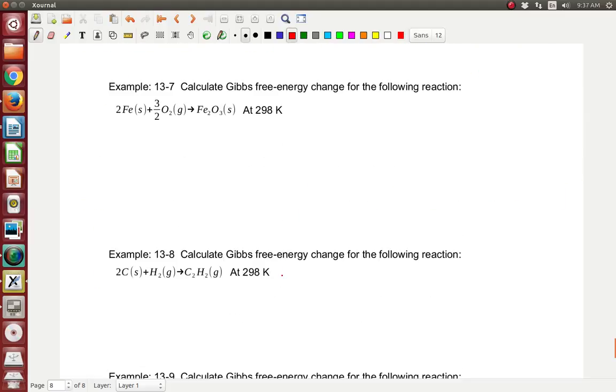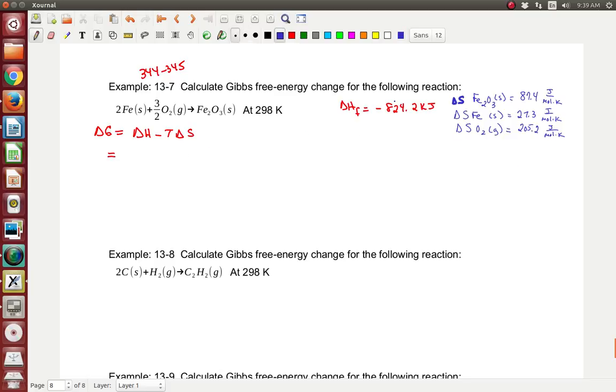Example 13-7. We're going to calculate Gibbs energy again. I'm going to look on pages 344 to 345 to get the values that I need. I'm writing the formula first. Delta G equals delta H minus T delta S. Alright, and now I'm going to go get all my values and write them over here. Okay, I went and got them for you.